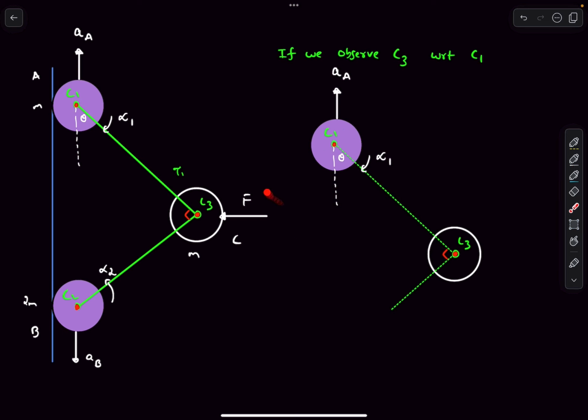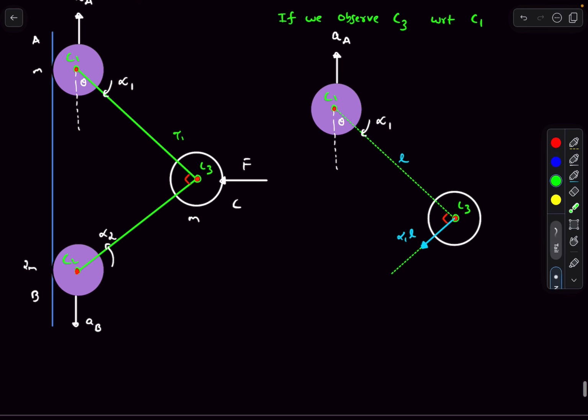Now let's try to draw the acceleration diagram. We are observing the center C3 with respect to the center C1. If I fix the center C1, we know the length of this rod, let's say it is L, cannot change, right? Which means this point C3 can only have a tangential acceleration. It cannot have a normal acceleration. And we know alpha is clockwise, so its acceleration will be alpha 1 multiplied by L.